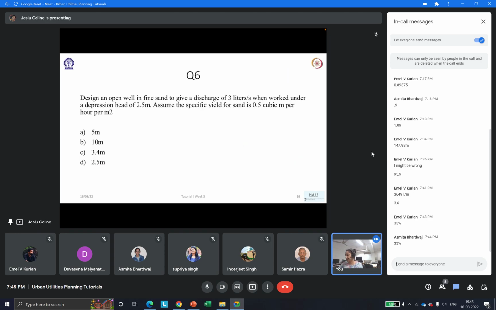Let's proceed further. So this question talks about, design an open well in fine sand to give a discharge of 3 liters per second when worked under a depression head of 2.5 meters. Assume the specific yield for sand is 0.5 cubic meter per hour per meter cube. So the specific yield is given, right? So what do we mean by design an open well? Okay, firstly, what do we mean by an open well? Can somebody respond? It's there in our lectures.